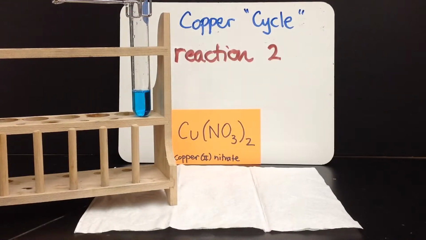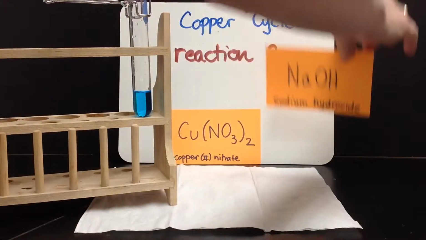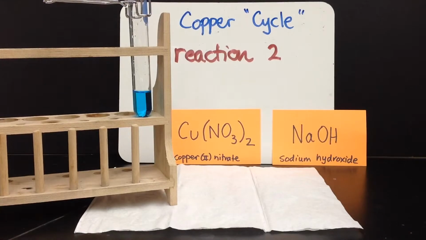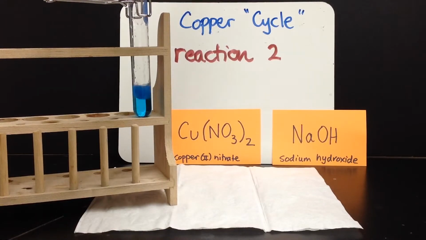So first thing I want us to notice is that this solution is blue, and we'll talk later on in the year why that is blue and what that has to do with it being copper. And the other substance we're going to use is sodium hydroxide. Sodium hydroxide is actually lye, L-Y-E. We use it to clean drains. It's in Drano. And it is not colored. It is colorless. So I'm going to start adding that into my copper nitrate solution.